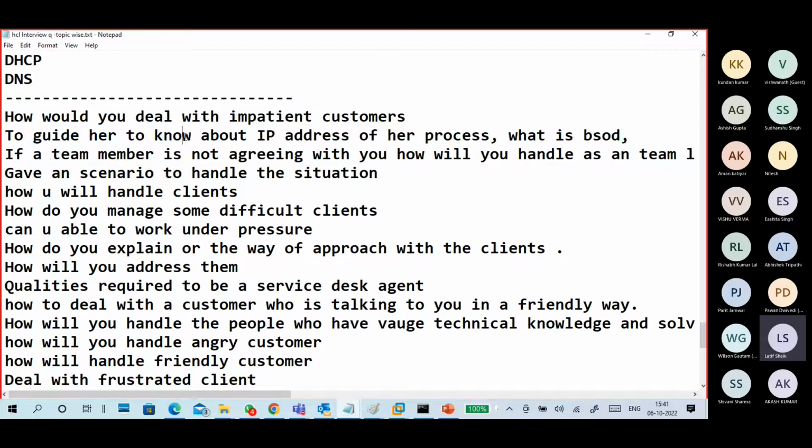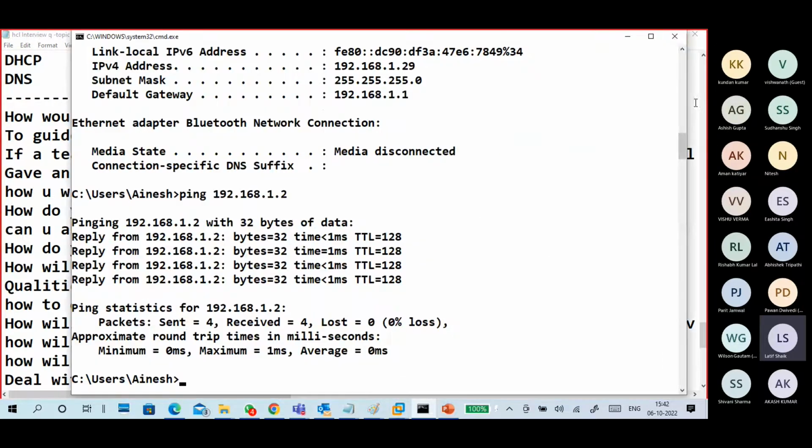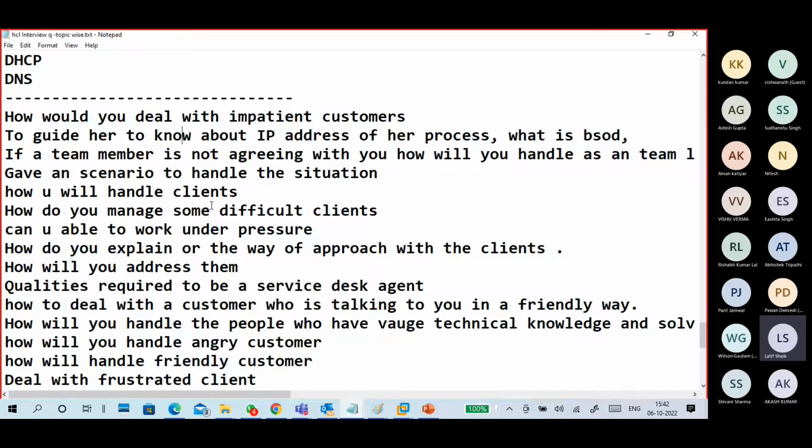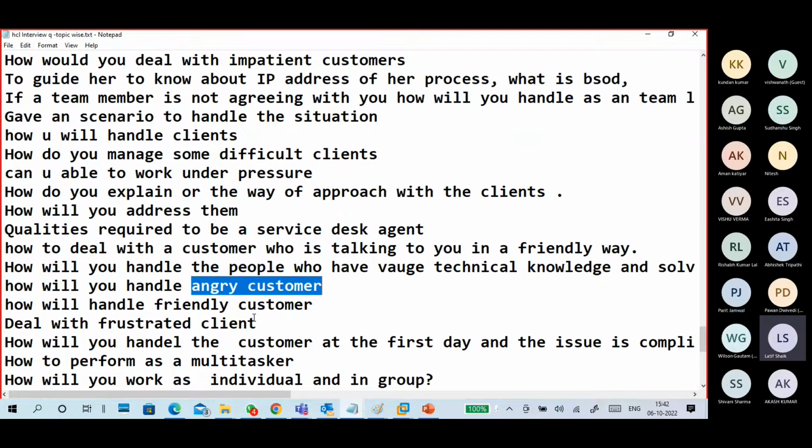This is again a HR part, like, how do you deal with impatient customers? So why impatient? Why is the customer getting angry? Why is the customer getting frustrated? Why is the client getting frustrated? In what situation? For example, I'm using an internet connection and it is not working.